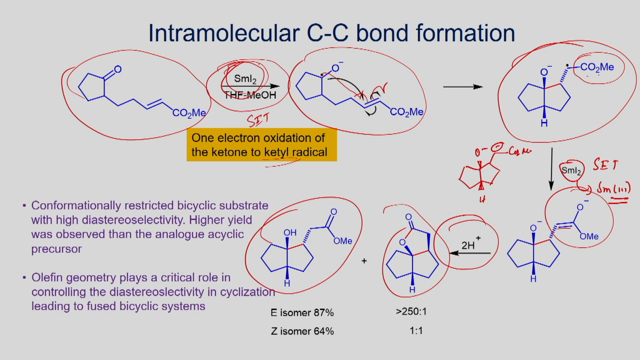Samarium iodide has been well explored. It has been widely used for the cyclization of keto compounds. Here it can give an electron to form the ketyl radical, and it will be samarium 3, and once you form this radical it can undergo reaction and you get this carbon-centered radical, which can be stabilized by the ester group. Once you form this radical, it can be converted into a carbanion by a single electron transfer process, where samarium is oxidized to samarium 3, and once you have the carbanion, when you do the workup you can protonate, and you get this bicyclic compound as the product.